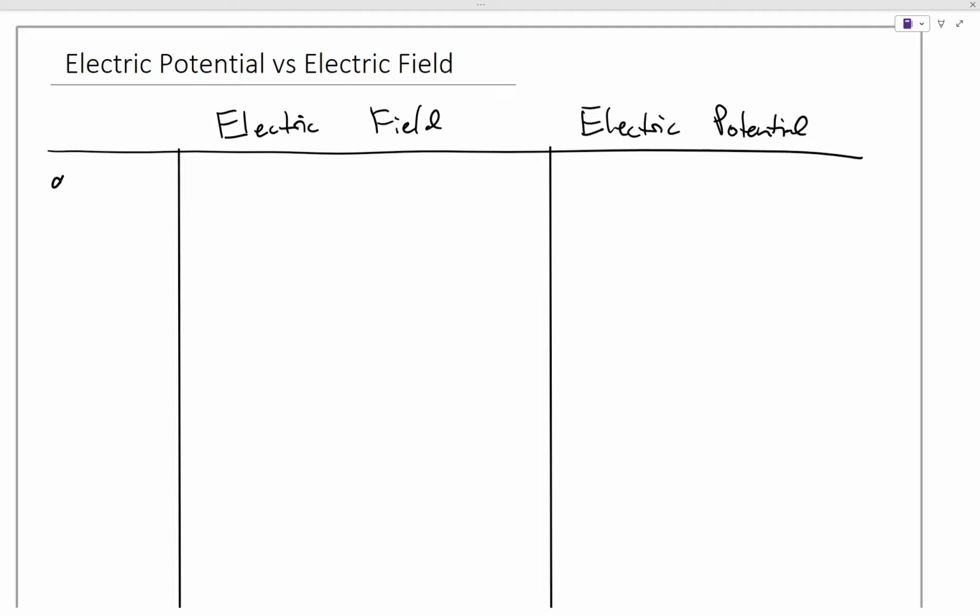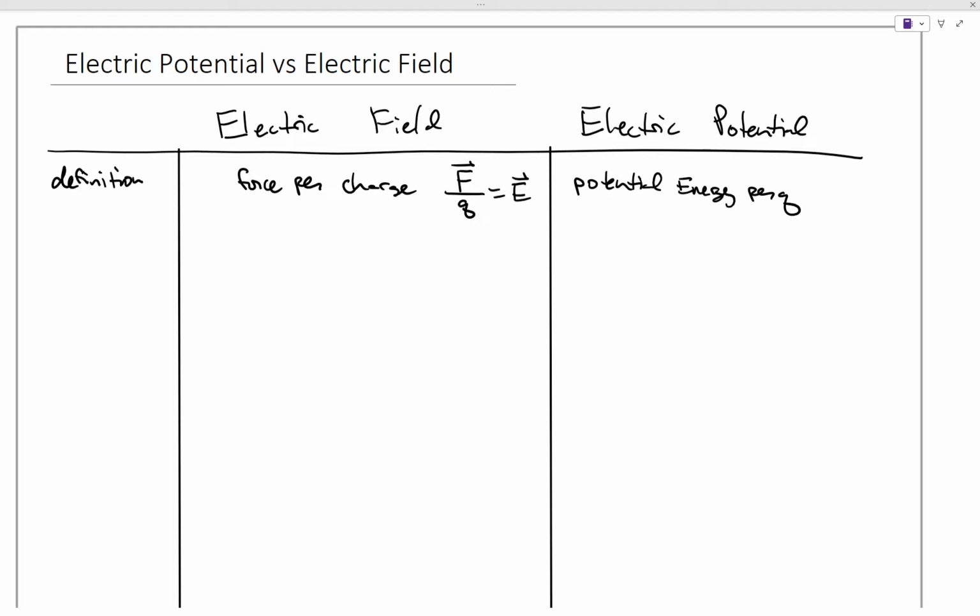Electric field. Well, first of all, what are these things? Let's put a definition. So the electric field, as we talked about, is the force per charge. F per Q is E. While the electric potential is energy per charge, so potential energy per Q, U per Q equals V.